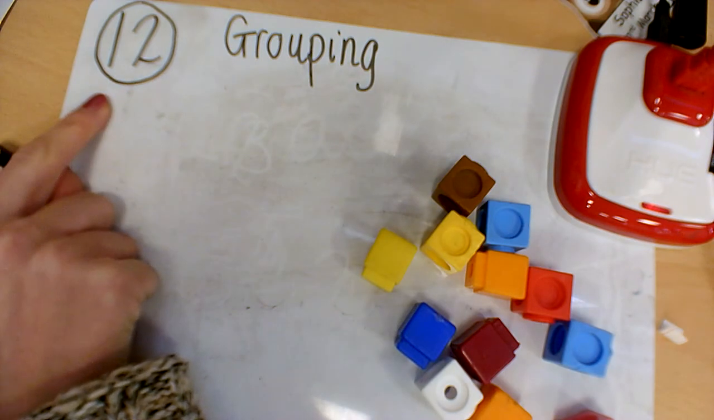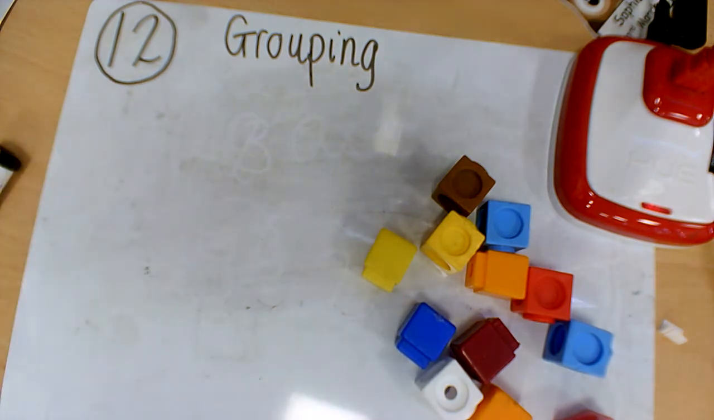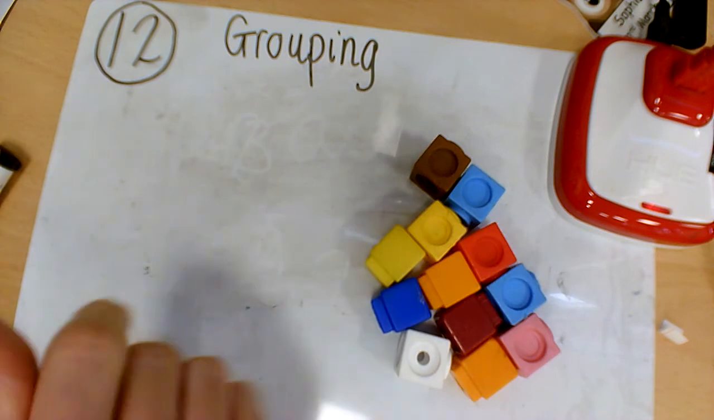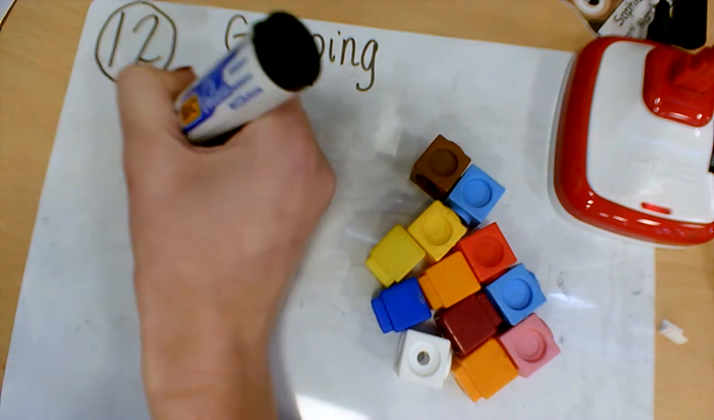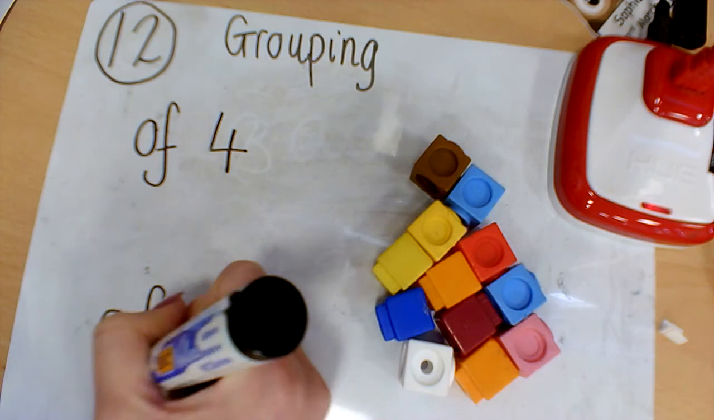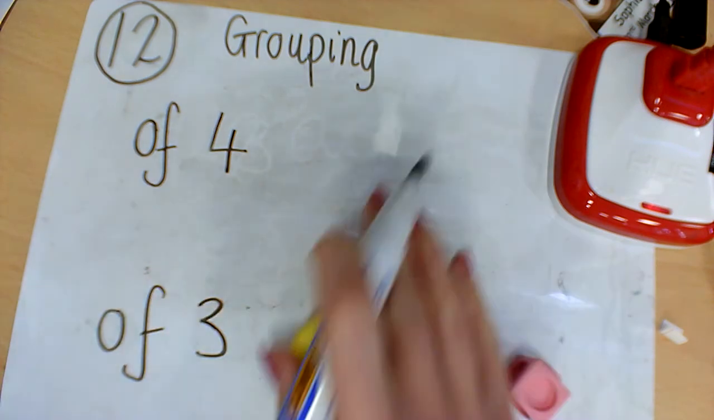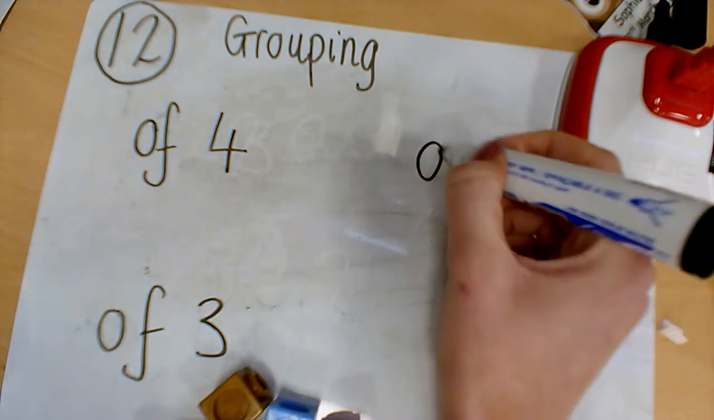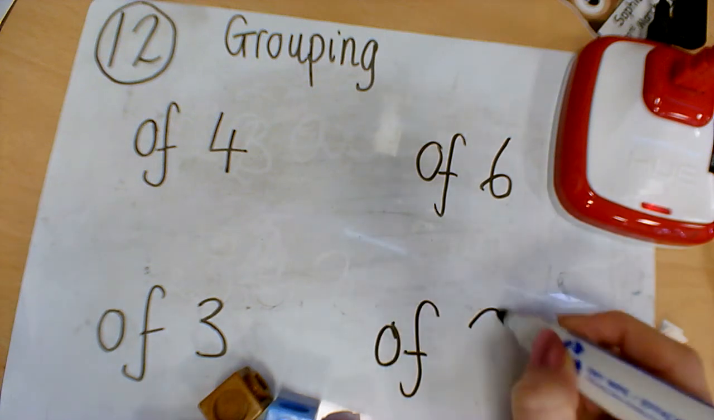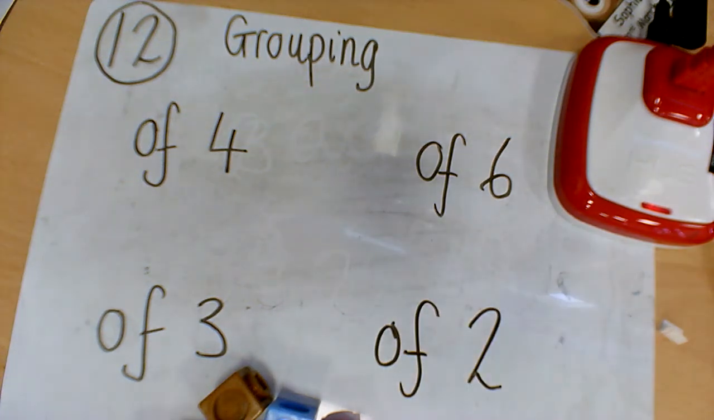Okay, now you need 12 objects. So can you pause and grab 12 objects? We looked at the number 12 yesterday, and there were lots of different ways we could group the number 12. You were able to group it into groups of 4, groups of 3. Some of you even grouped into groups of 6 and groups of 2. There were lots of different ways that you could group it.